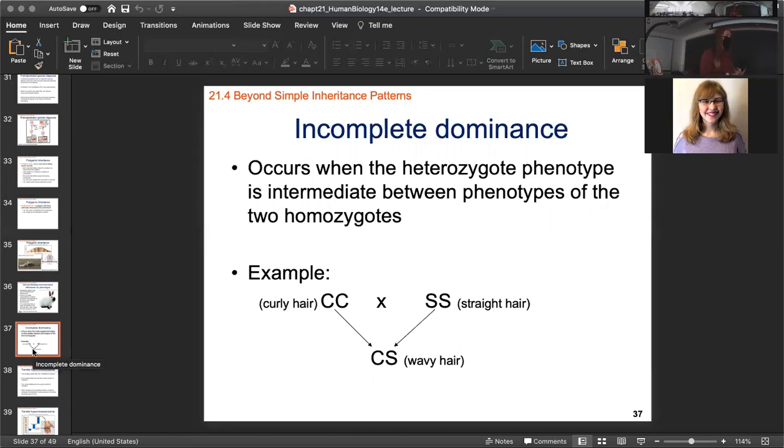But incomplete dominance, I like this example because it kind of makes sense. If you have a curly hair individual, a straight hair individual, and they cross and have offspring together, it's possible that that person has a wavy hair type. Okay, that's what incomplete dominance means.